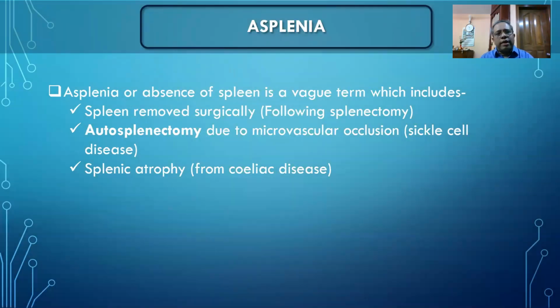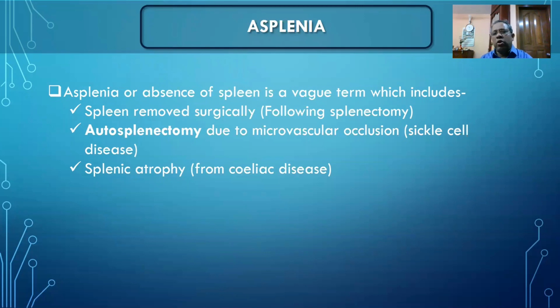So there is some terminology. Asplenia. Asplenia means absence of the spleen, a vague term which includes a spleen removed surgically. Following splenectomy, the patient is asplenic. Or sometimes the spleen becomes vanished. That vanishing is usually developed in a case called autosplenectomy.